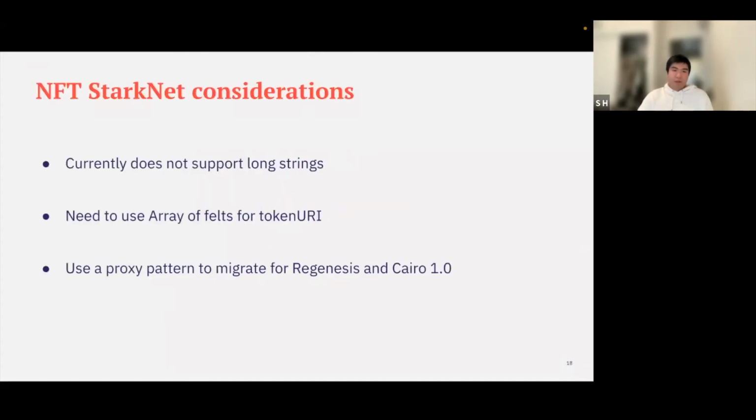So I think when you're looking at building NFTs on StarkNet, the challenge with StarkNet is it's written in Cairo, and Cairo doesn't currently support long strings. A lot of NFTs are linked to images, right, which is somewhere on the internet, and usually links are a very, very long string that is not very well supported in Cairo. So to work around that, we use an array of felts. A felt is the native data type in Cairo and StarkNet, and people use many felts to put together a long string.